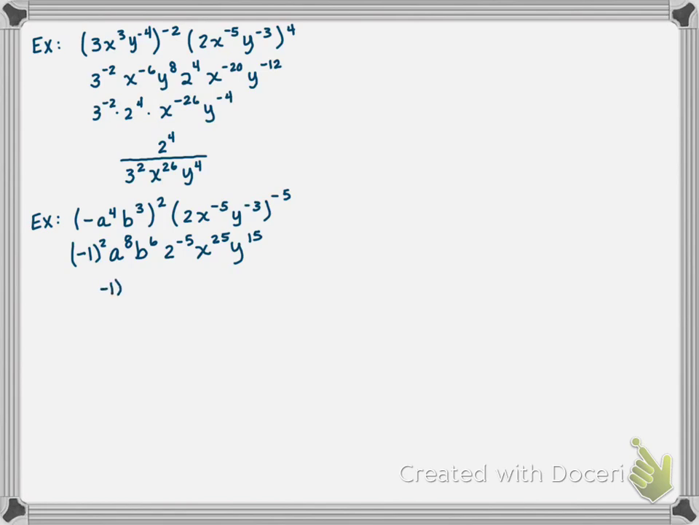-1 squared. Yep. In parentheses. A to the 8th, b to the 6th, yep. x to the 25th, y to the 15th, all over 2 to the 5th. All these ended up positive. That's awesome. Over 2 to the 5th.